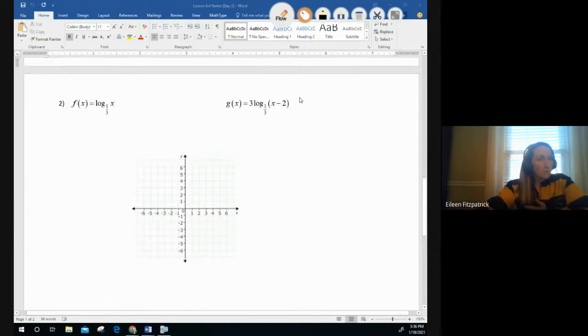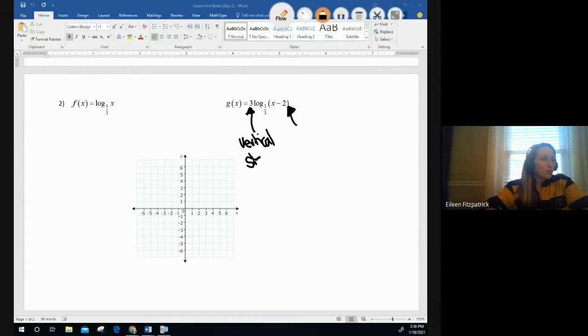All right, for this one, I will do it on the graphing calculator just to show you the option that I'm sure many of you are going to take anyway. So for the transformation, I have my 3 and I have my -2. So this is a vertical stretch by 3, and this is a translation 2 units right.